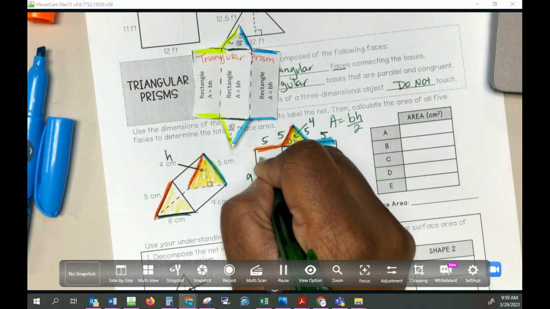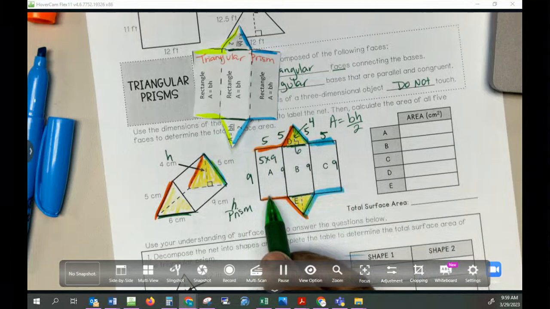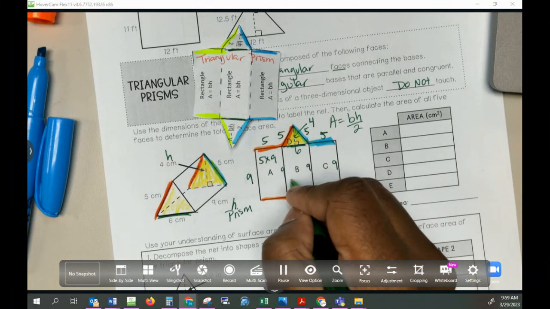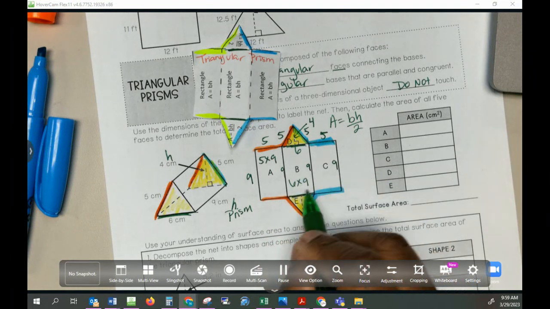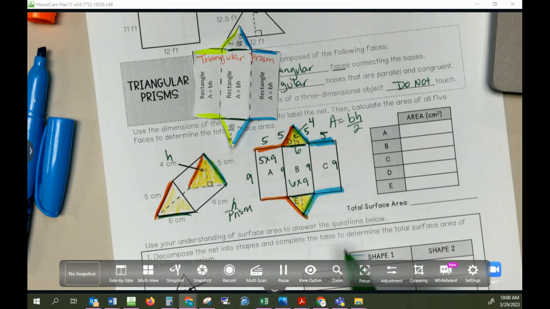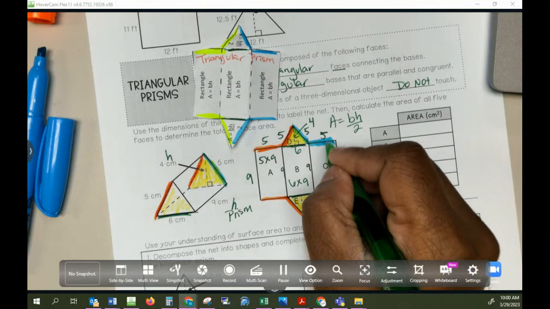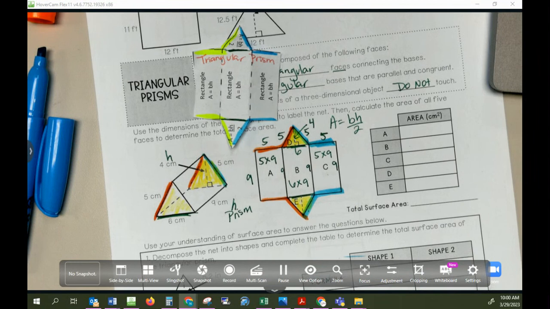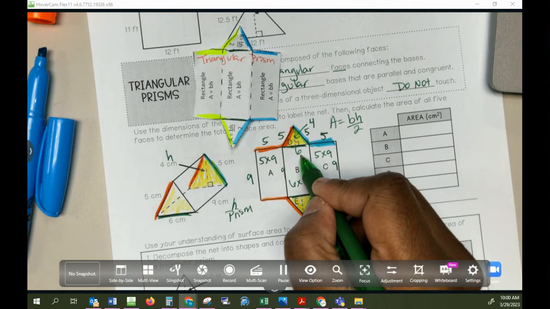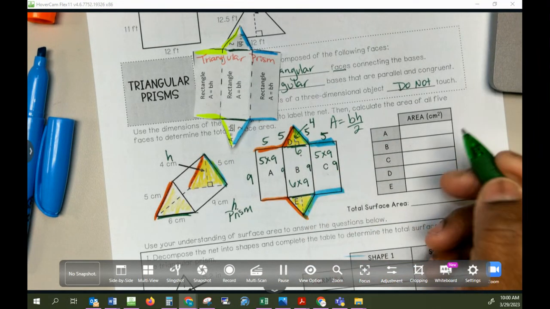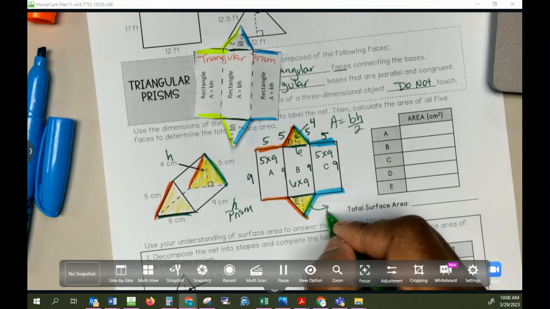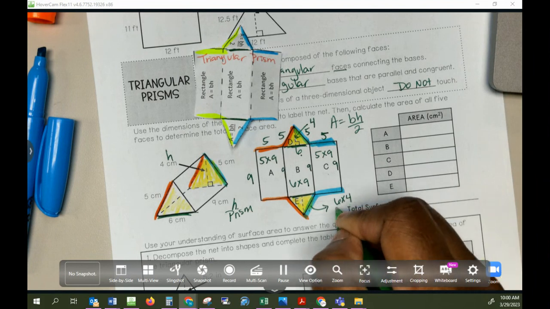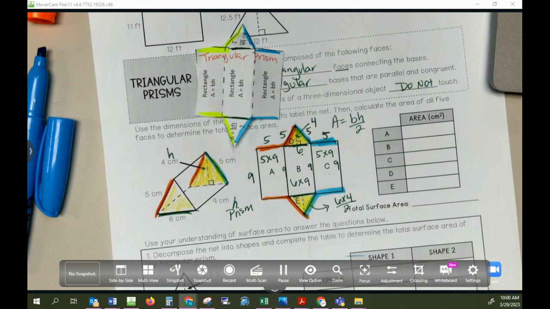That looks like this will be 5 times 9 to find the area of this rectangle. Remember, this one is 6. So this is 6 times 9 to find the area of this rectangle. And this is 5, so 5 times 9 to find that. What about for our triangles? Our base is 6, our height is 4, and we divide by 2. So for our triangles, we're looking at 6 times 4 divided by 2.